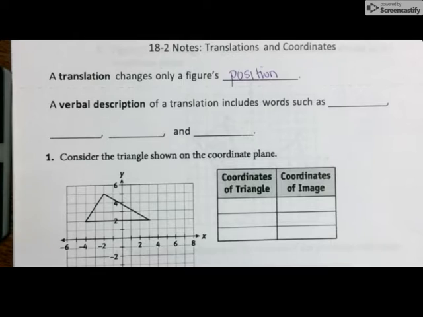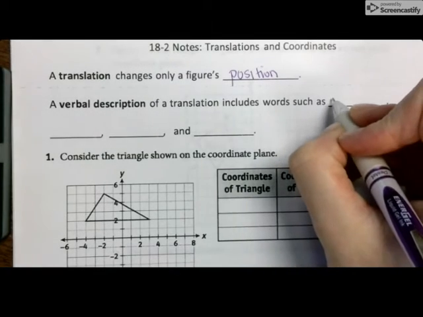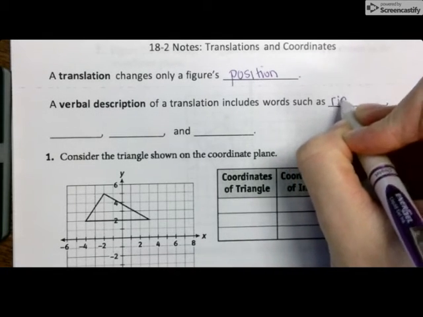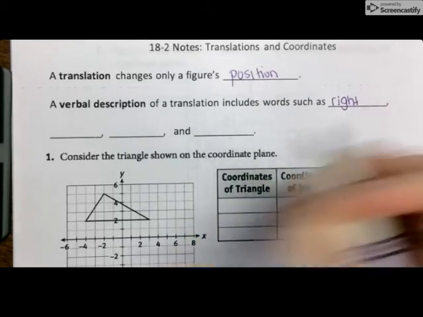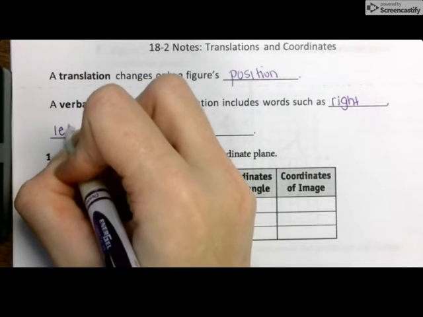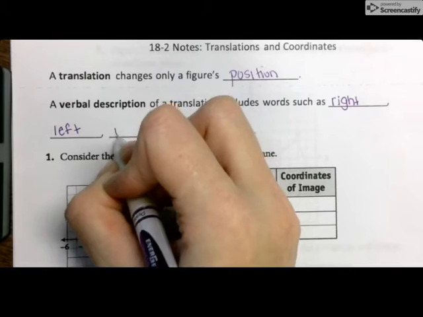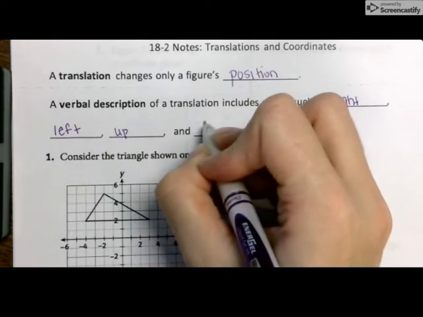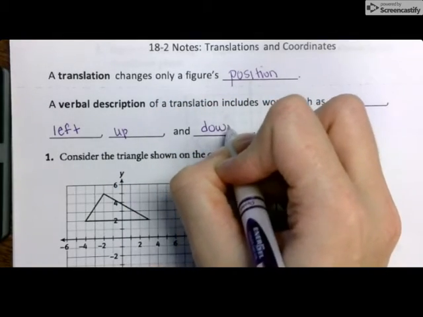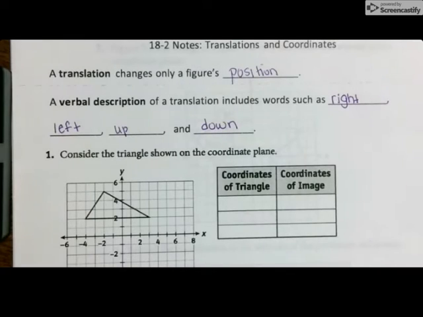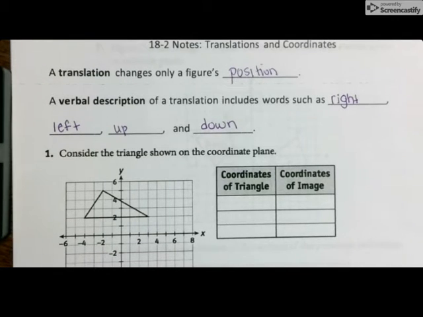A verbal description of a translation would say something like, an object moved right. An object moved left. An object moved up, or an object moved down. Those are kind of the things that you would hear when talking about translations. Okay? So it says, consider the triangle shown on the coordinate plane.